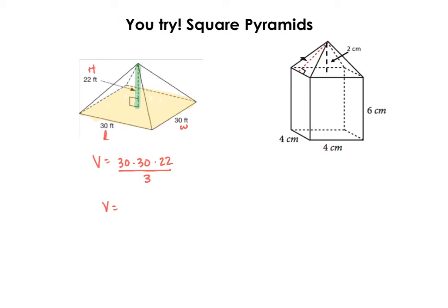So you should get 6,600 feet cubed. So length times width times height divided by 3.